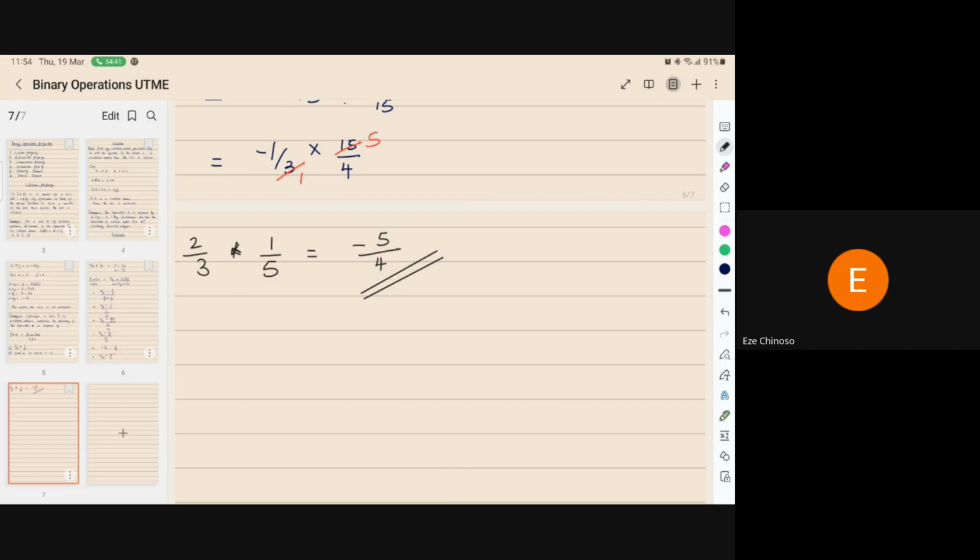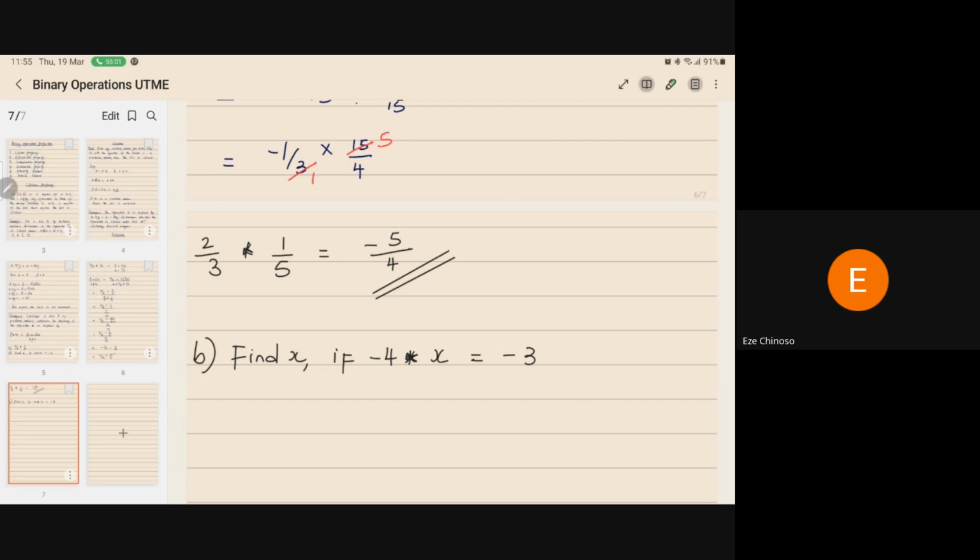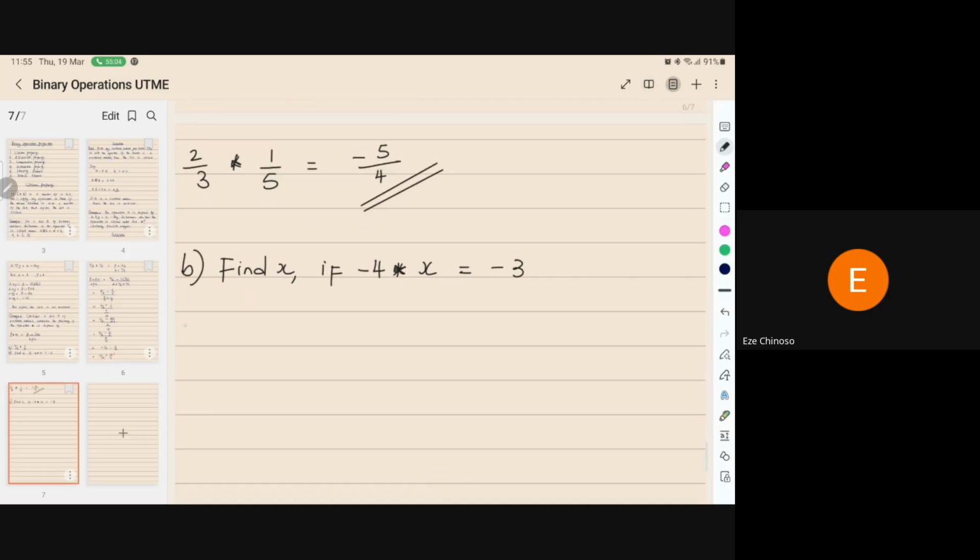All right. So the B part said we should find X. I should find X if -4 asterisk X is equal to -3. What am I expected to do here? Remember the operation. Recall that the operation given to us was that P asterisk Q is equal to P minus 5Q all over 2PQ.